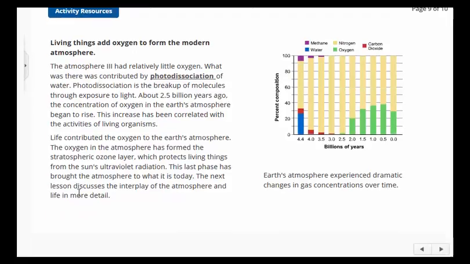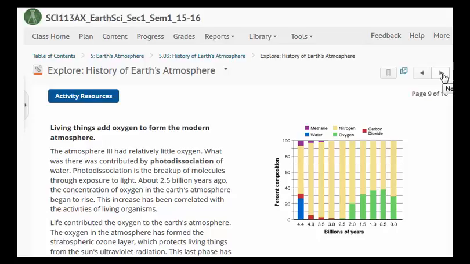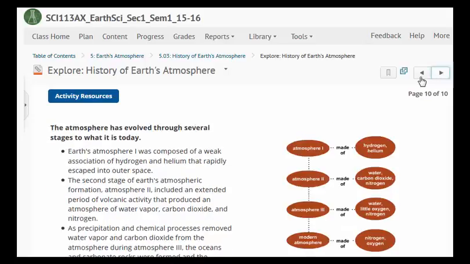Next came living things. Living things made oxygen abundant. So make sure you know that oxygen in the atmosphere today is formed by living things from photosynthesis. Living things like plants breathe out oxygen. Now, modern atmosphere is atmosphere 4. This is when we got a lot more oxygen from living things.